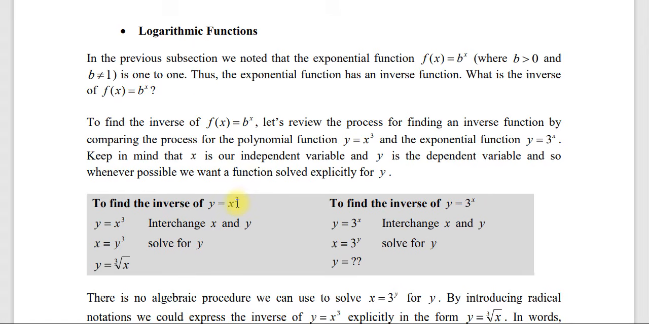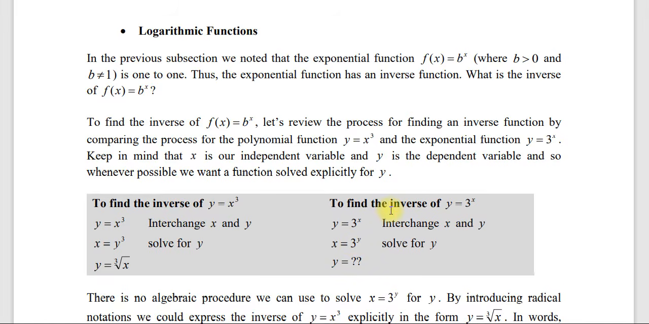So y = x^3. What type of function is this? It is a polynomial function. So y = x^3; interchange x and y. Then x = y^3. Solve for y: y = the cube root of x. So the inverse of the function y = x^3 is y = the cube root of x.